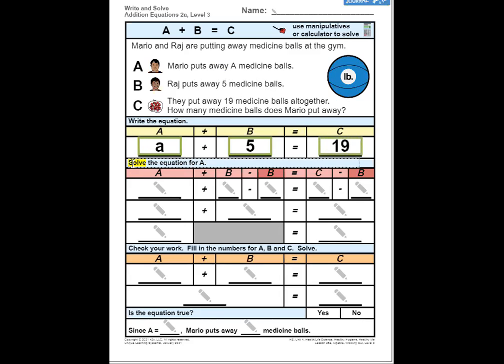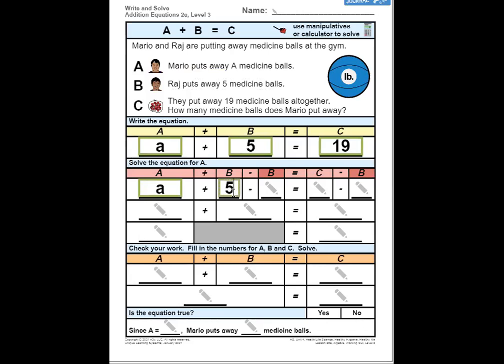Step 2. Solve the equation for A. We are going to solve the equation for A. Do we have a number for A? No, we do not. So that remains A. Our plus sign comes down. Do we have a number for B? Yes. What is the number? 5. Very good. So 5, which is B, minus B.